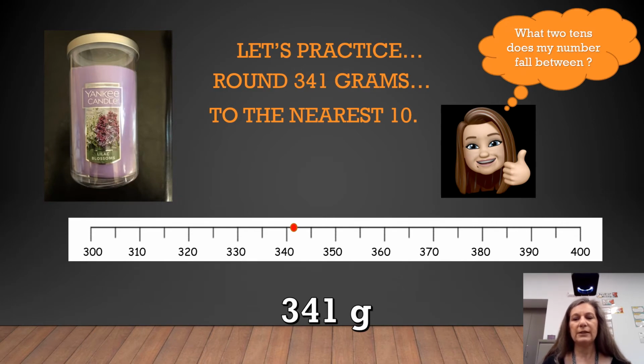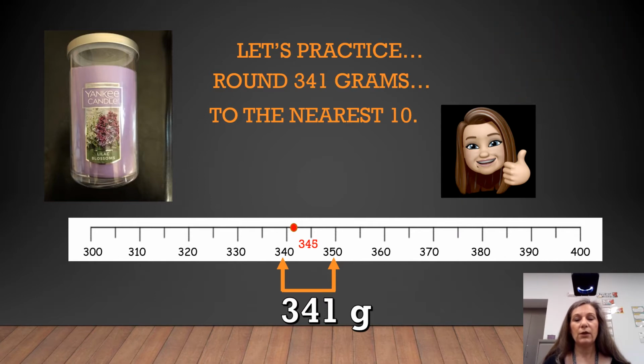but we want to first decide what two tens this number falls between. So if you look, it's between the 340 and 350. 40 is in the tens place, so we know that that has to be between that particular 10. Next, we want to think about where the middle is of 340 and 350. It's 345. So again, we're looking at our ones place to decide if it's going to round up or down. So we notice 341 is going to be less than 345, which is closer to 340.